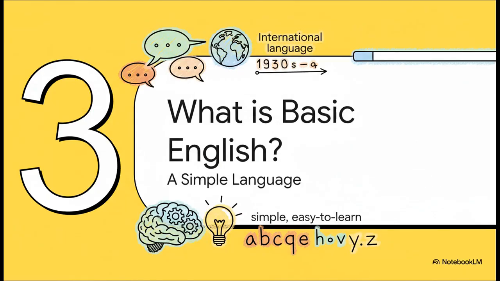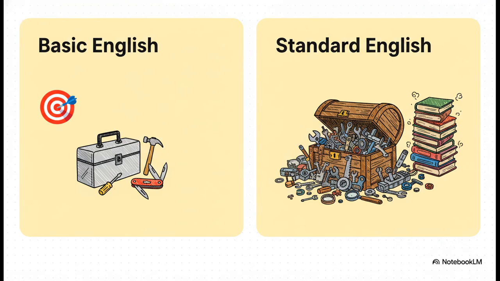Okay, so what is this thing? What is Basic English exactly? Well, it's what's called a controlled language. It was created way back in the 1930s with this big idea: to be a simple, easy-to-learn language for international communication. And the best way to get it is to see it side by side with regular English. Think of standard English as this massive, overflowing toolbox, right? You've got a super specific tool for every little job. Basic English? That's more like a Swiss Army knife, a small, essential set of tools designed to get the core of any idea across with total clarity.